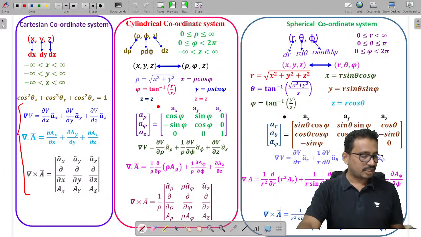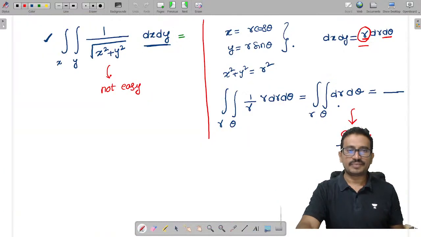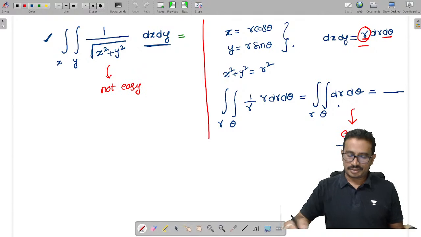Y will take theta from 0 to pi. Fine. This thing.